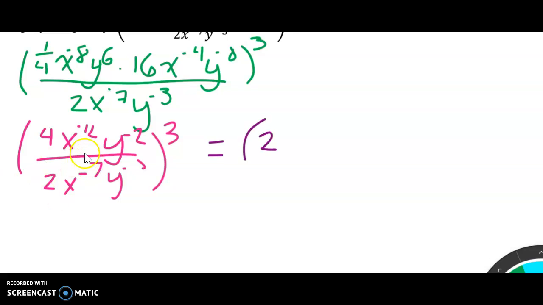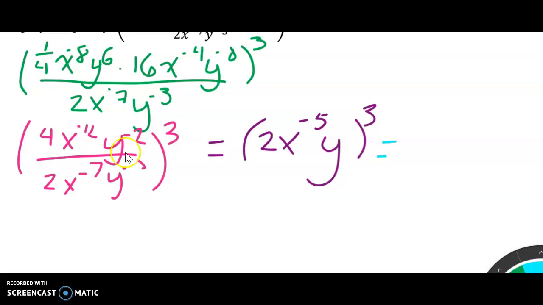Then we'll subtract our exponents. So x, negative 12 minus negative 7, so that's really negative 12 plus 7. So negative 12 plus 7 gives us x to the negative 5th power. And then y, negative 2 minus negative 3, well, negative 2 plus 3 gives us y to the 1st power. And then it's still raised to the 3rd power.